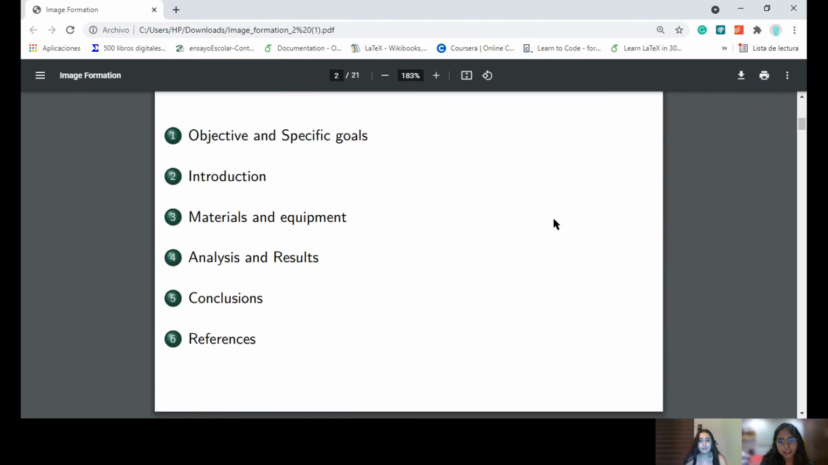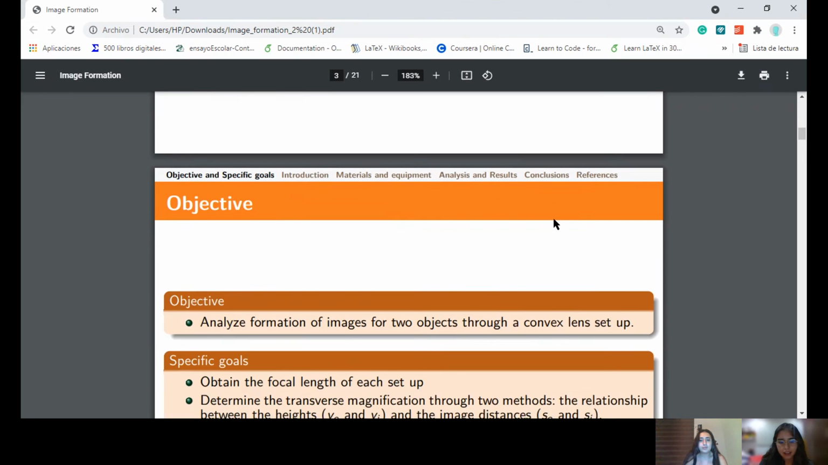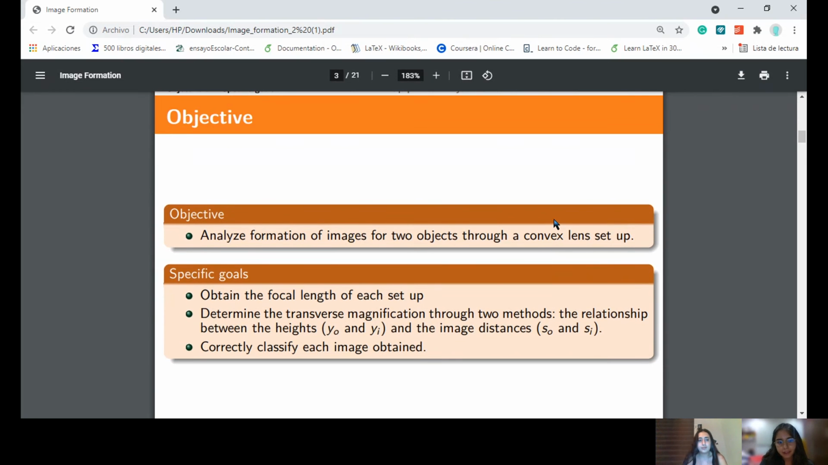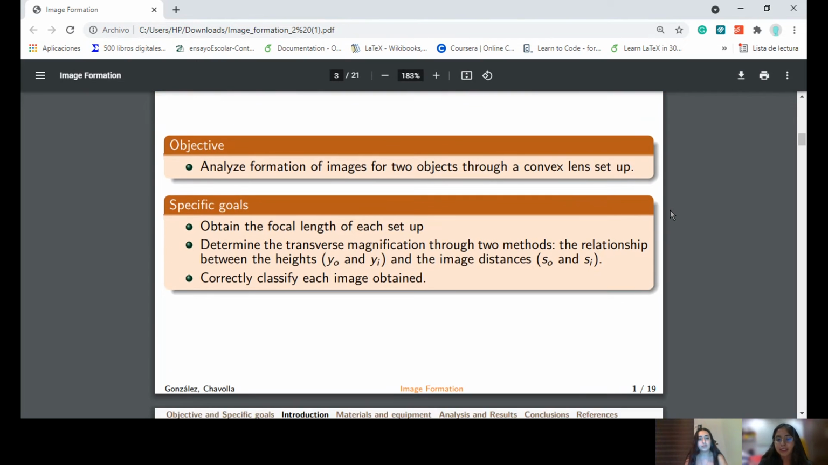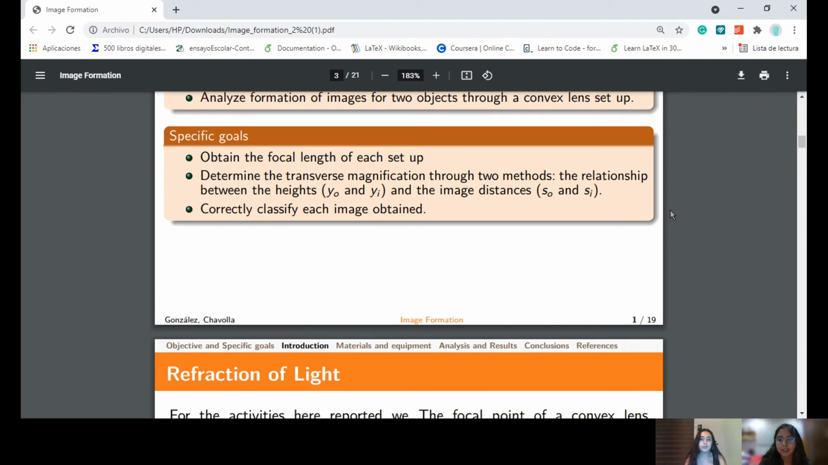This is the outline of our presentation. The objective is to analyze the formation of images for two objects through a convex lens, and the specific goals are to obtain the focal length of each setup, determine the transverse magnification through two methods, and correctly classify each image obtained.